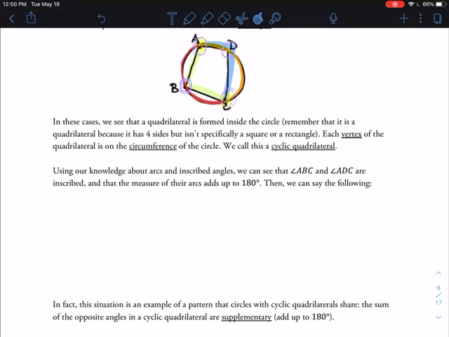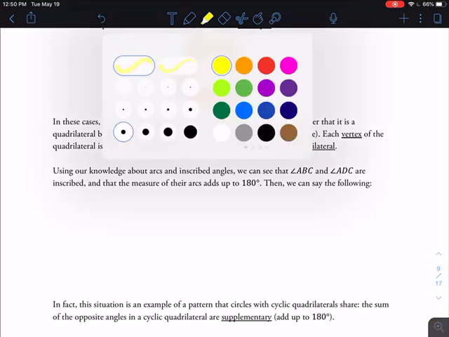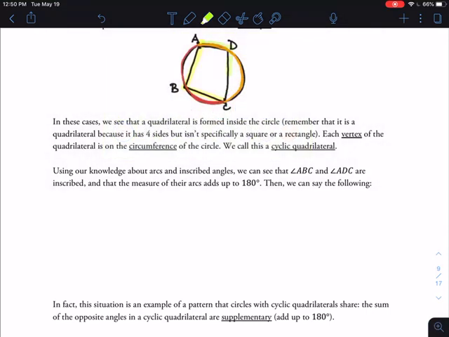All right, let's move down the page a little bit. So using our knowledge about arcs and inscribed angles, we can see that our angle ABC. Okay, so I'm going to do a little bit of erasing on here. It's getting a little busy, so just to clear this up, hold on. There we go. Okay, so we can see that angle ABC, that's here, and angle ADC, that's here, are inscribed, and that the measure of their arcs, I made a typo here, you guys, I'm very sorry. The measure of their arcs add up to, not 180, they add up to 360 degrees.